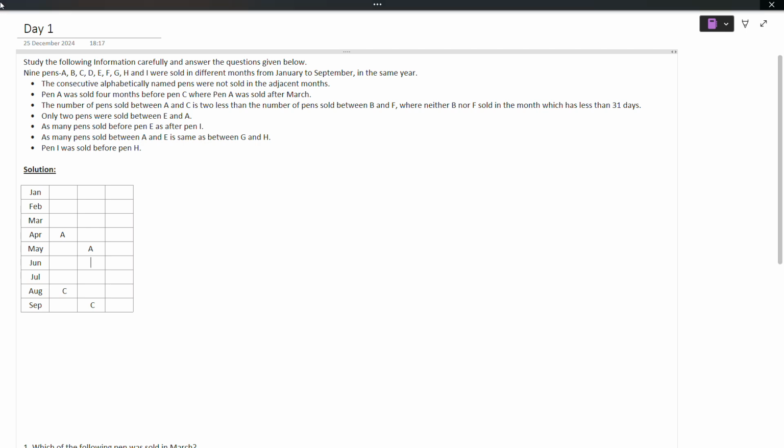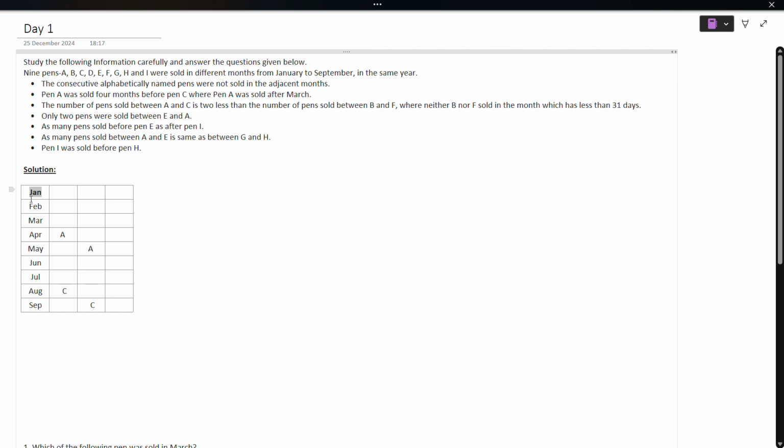The second condition here says the number of pens sold between A and C is 2 less than the number of pens sold between B and F. The number of pens sold between A and C is 3, which is 2 less than those of B and F. So B and F will have 5 pens sold between them. And neither B nor F was sold in a month which has less than 31 days. That means these pens will be sold in the months having 31 days.